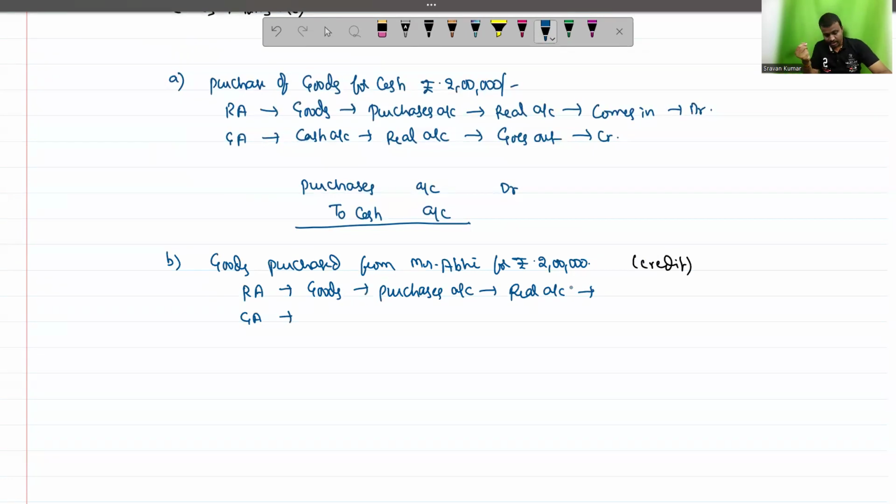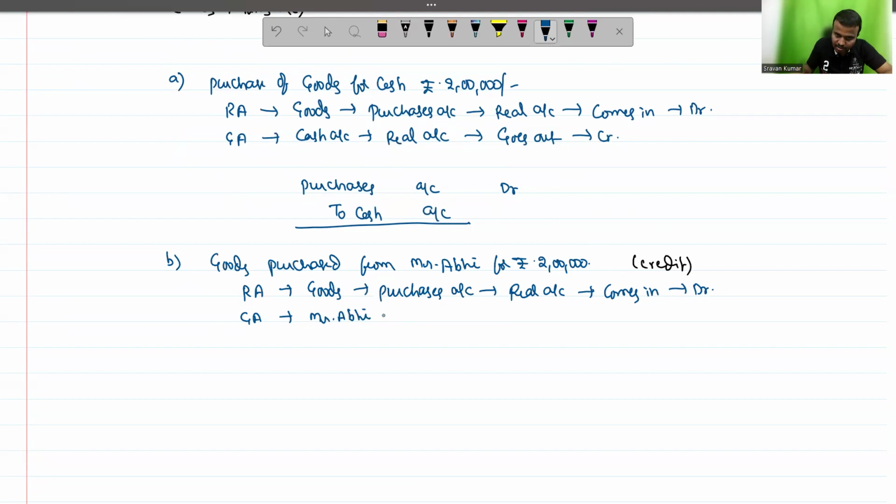So what is the rule for real account? Debit what comes in, credit what goes out. Here goods comes into the business, so that account is debited. And what is the giving aspect? We are not providing anything. No giving aspect is there, but there is a giver. In the absence of the giving aspect, we have to think about who is the giver.